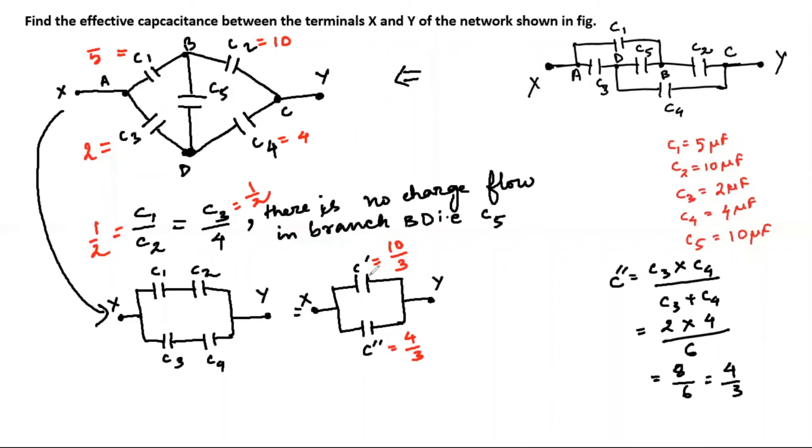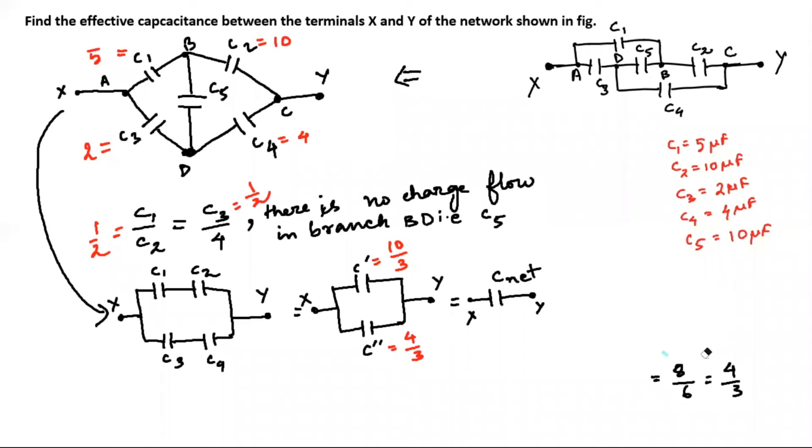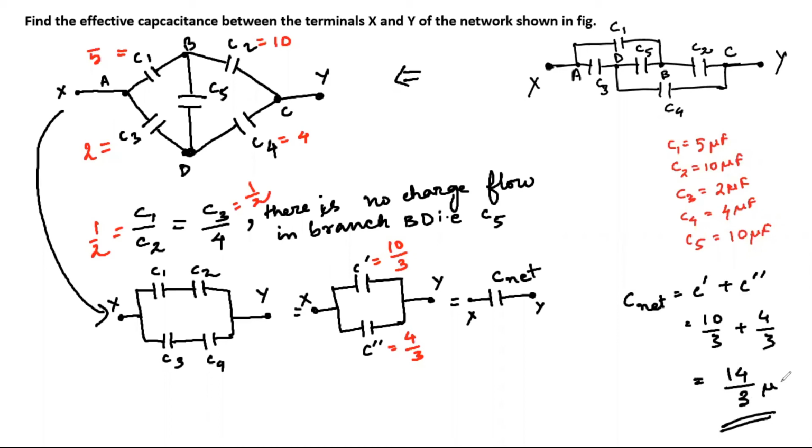Right? Now since C dash and C double dash are in parallel, we are going to use the parallel formula so that we will find our C net. Okay, so C net, using the parallel formula, is nothing but C dash plus C double dash, and C dash is how much? 10 by 3, and C double dash is 4 by 3. So our equivalent capacitance is 14 by 3 microfarad.